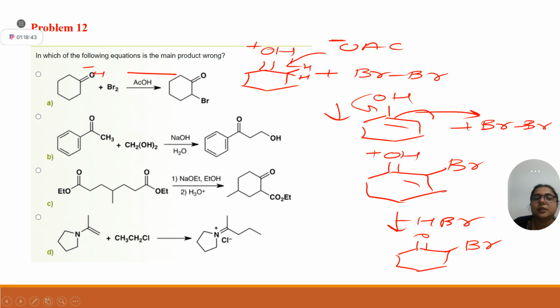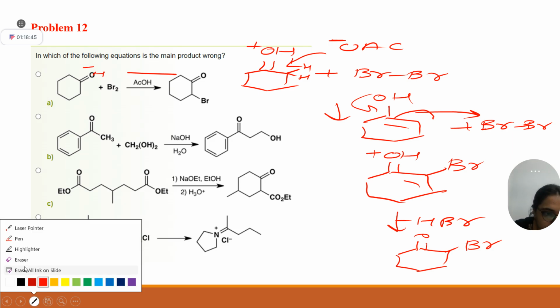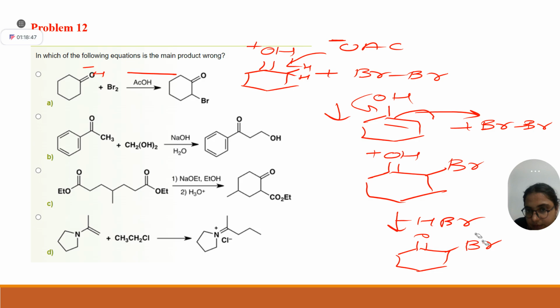Can anyone tell me the mistake which I have made? Understood, everyone? Let me again tell you. First, acetic acid will protonate your carbonyl. After protonating, this carbonyl has now become more reactive. Why? Now these hydrogens have become acidic, so that OAc negative can abstract this proton. After abstracting this proton, this will go here and it will form enol.